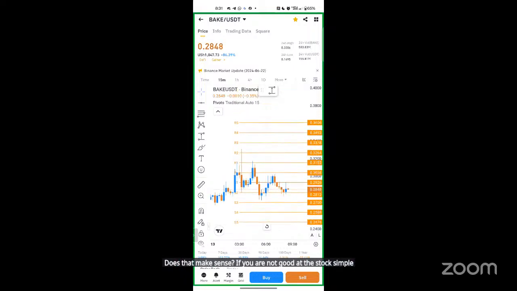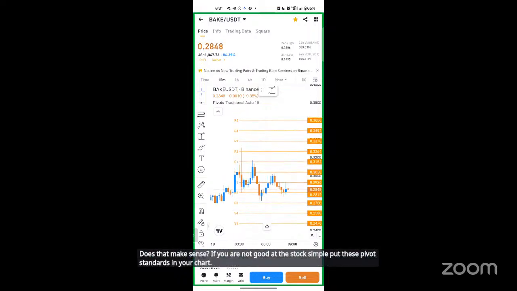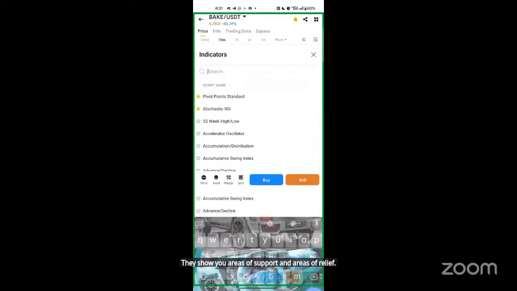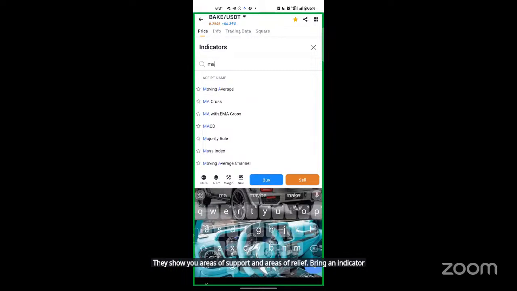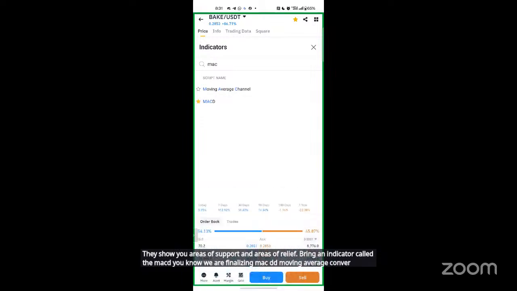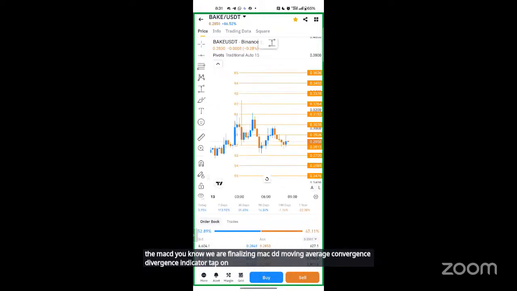If you are not good at the stochastic RSI, simple. Put these pivot standards in your chart. They show you areas of support and areas of resistance. Come, bring an indicator called the MACD. You know, the moving average convergence divergence indicator. Tap on it. Get it in your chart.